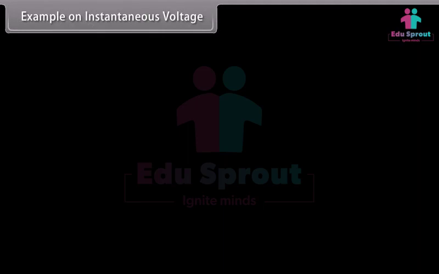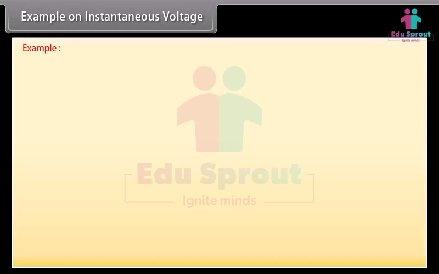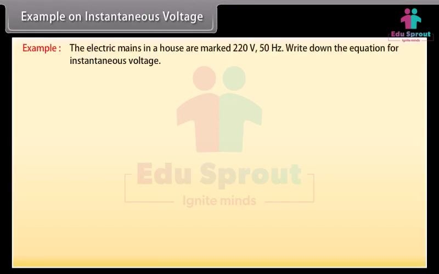Example on instantaneous voltage. Let's take an example on instantaneous voltage. The electrical mains in a house are marked 220 volt, 50 hertz. Write down the equation for instantaneous voltage. Let's see the solution. Given values are EV is equal to 220 volt.